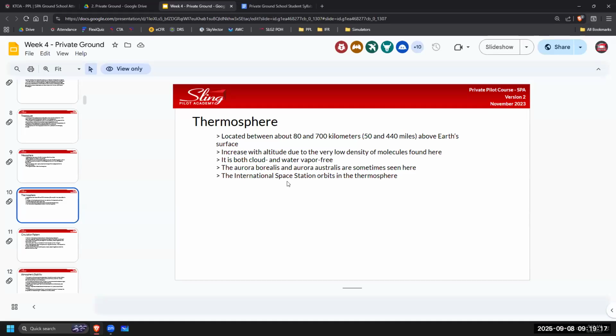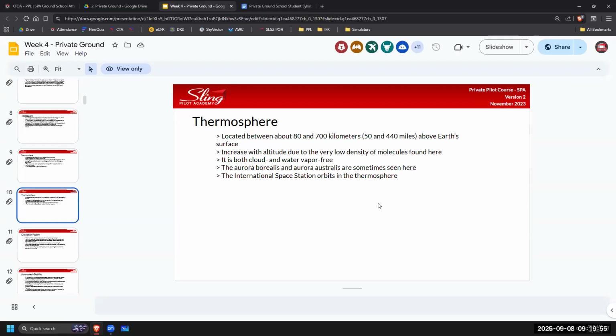It's cloud and water vapor free. So the mesosphere has very limited water vapor, so that's where the highest clouds are, but it still has water vapor, so clouds are still able to form. The thermosphere, there's no water vapor, so that means there's no clouds. Pretty straightforward. This is where you might see the aurora borealis, up in the thermosphere. This is also where the space station orbits. So unless you become an astronaut, we won't be getting anywhere near the thermosphere.